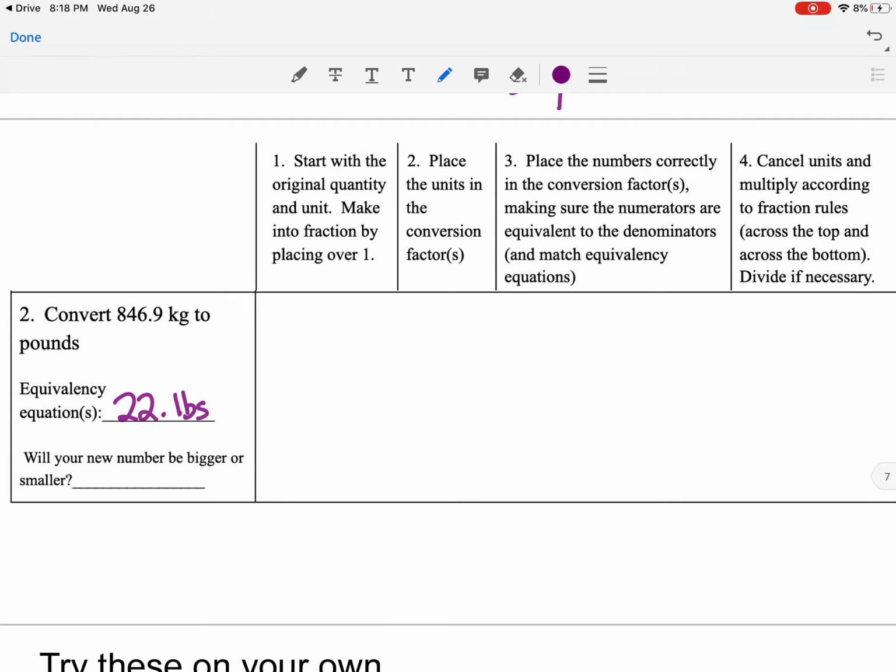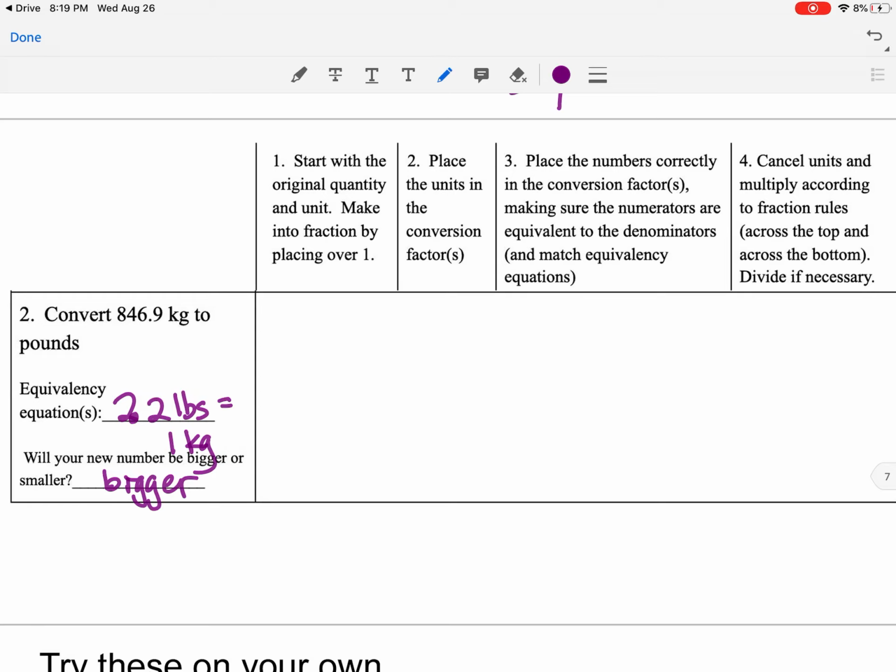2.2 pounds. Oops. Here's my decimal. And there's my eraser. 2.2 pounds equals 1 kilogram. Okay. Will my new number be bigger or smaller? I'm expressing something that was in kilograms into pounds. There's more than 1 pound in a kilogram. I'm going to predict my new number will be bigger.